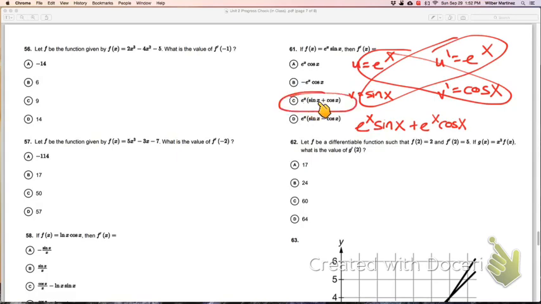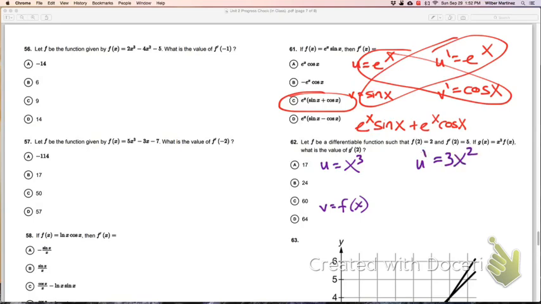The next one gives us some information about f of 2, f prime of 2. They tell us that g is x cubed times f of x, and they want to know g prime of 2. Again, I have a function of x times another function of x, therefore I have to use the product rule. So my first function u would be equal to x cubed. My second function v would be equal to f of x. u prime is 3x squared. v prime is f prime of x.